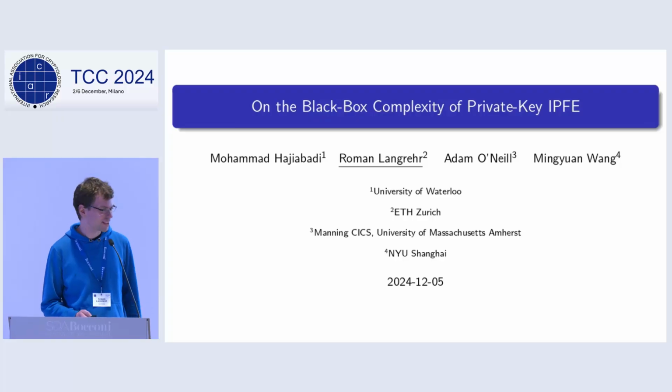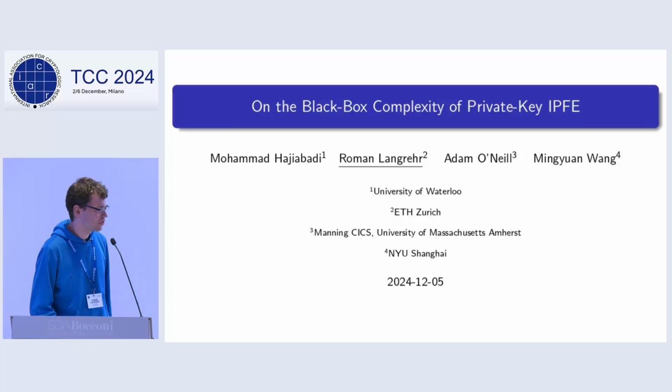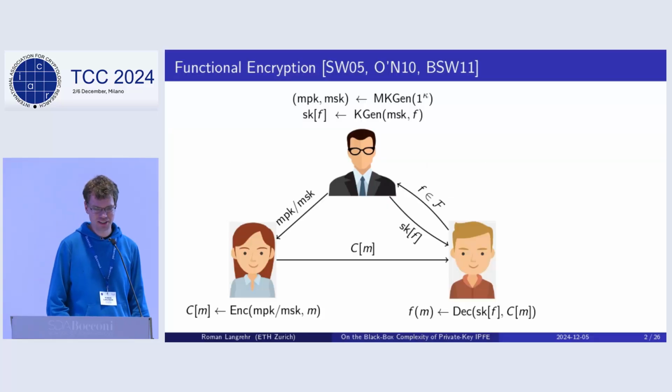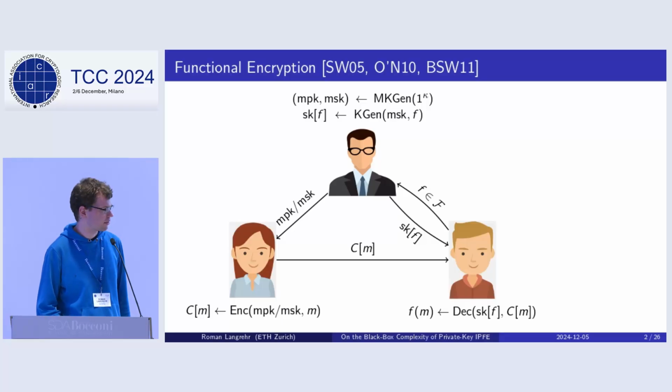So first of all, a clarification: this is an entirely classical result, so we don't do anything with quantum here. I want to start with a brief recap of what functional encryption is. In functional encryption, we have a key generator at the top, which generates a master public key and a master secret key, or in the secret key setting, just a master secret key. It can also generate functional secret keys for functions f.